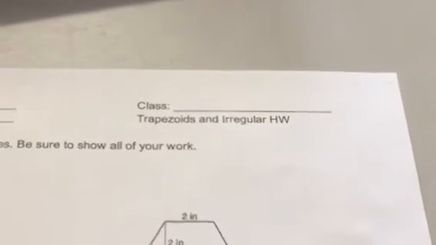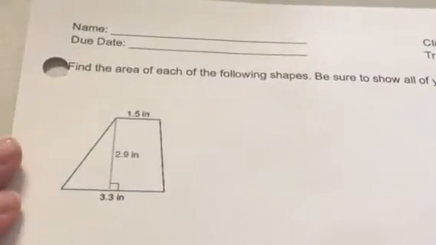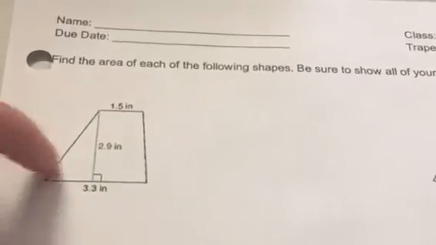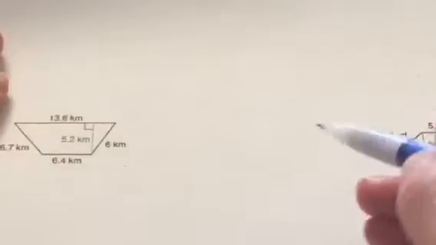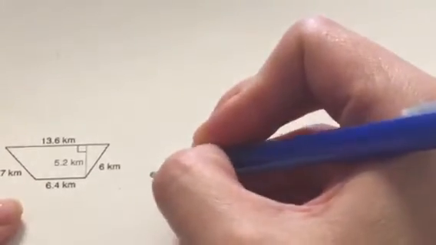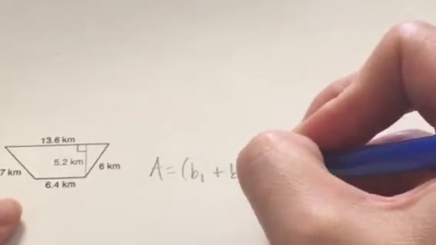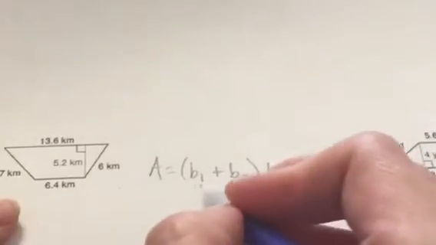All right, this is Trapezoids and Irregular Shape homework. Take a look at the very first one. These are going to be just like the ones that were on your homework. So I'm going to skip down to this one that looks a little bit harder and has some more numbers on it. So remember, when you're finding the area of a trapezoid, the formula that you're going to use is area equals the quantity of base 1 plus base 2 times the height, all divided by 2.